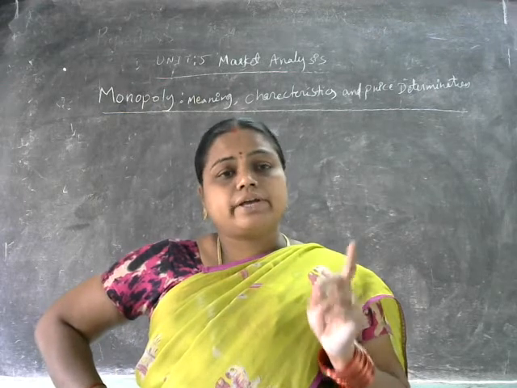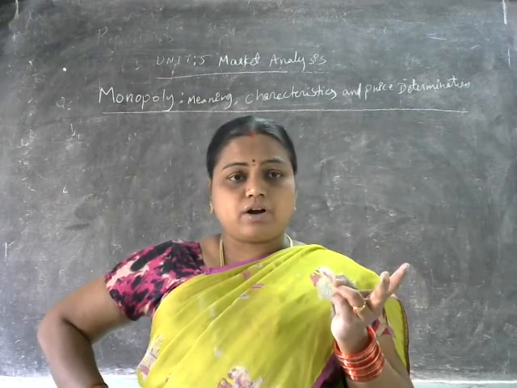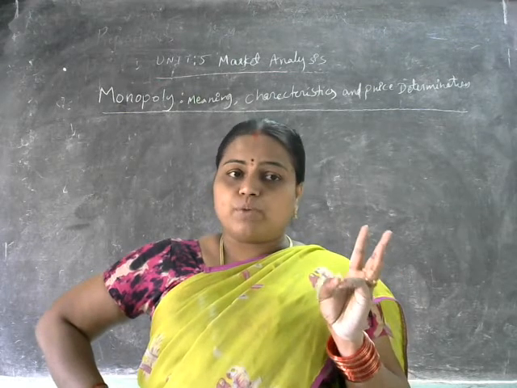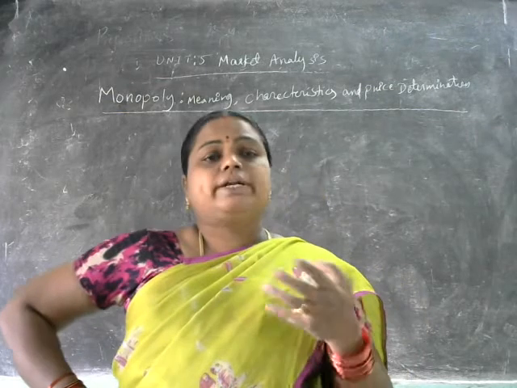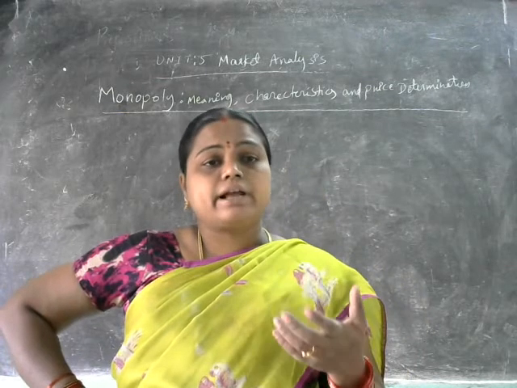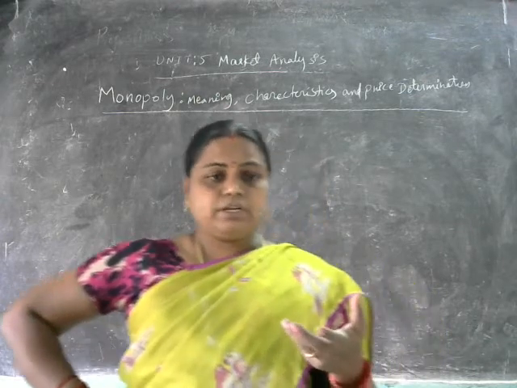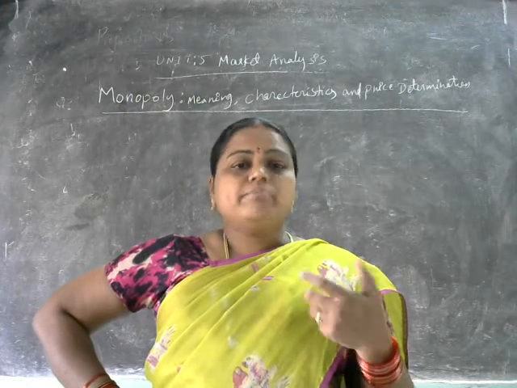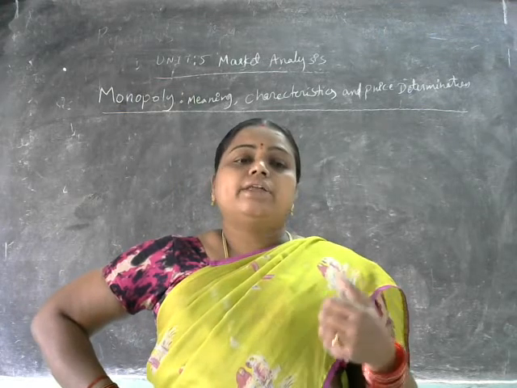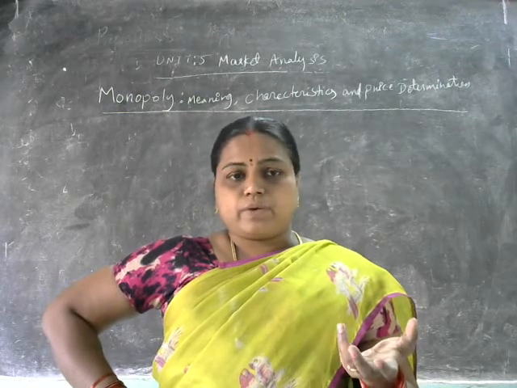Those are: the first one is monopoly, the second one is monopolistic competition, the third one is oligopoly, and the fourth one is duopoly. Let us learn in detail what the monopoly market situation is, what its meaning is, what characteristics a monopoly market situation has, and how the price is determined under it.